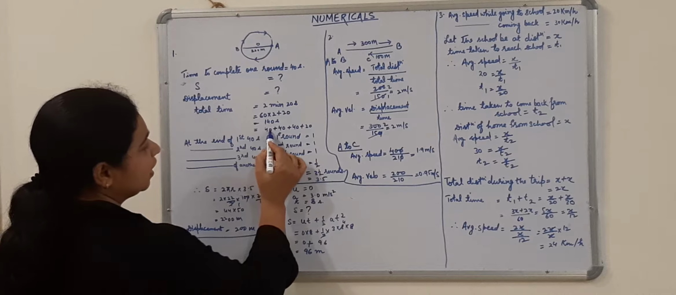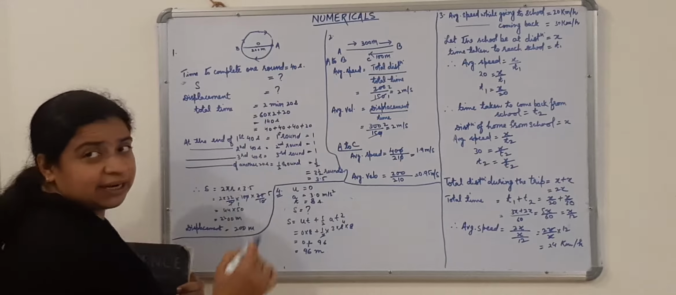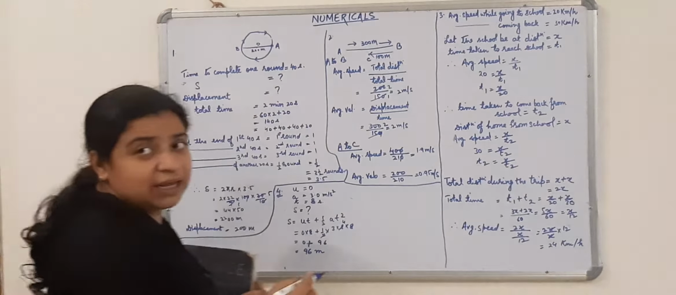Why have I taken 40 here? Because I am already given the information in the question that the time taken to complete one circular round is 40 seconds. So I have done the division by 40. 40, 40, 40, that is 120, and 20 more is 20. Then the time comes to 140 seconds.